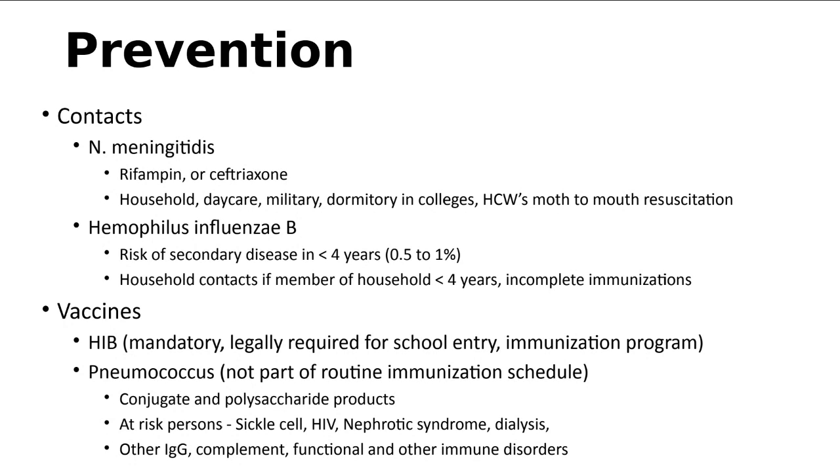For those who are exposed to Haemophilus influenzae type B, the risk of secondary disease in persons less than 4 years of age goes up to 1%, and therefore, household contacts should be given prophylaxis. And then, of course, remember you have your vaccines, Haemophilus influenzae type B, and again, your pneumococcal vaccines. And for the young people who are traveling for college, we give them the Neisseria meningitidis vaccine.